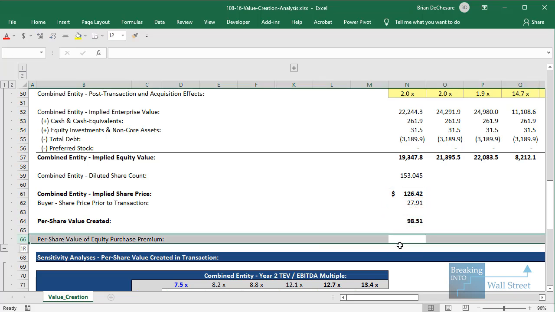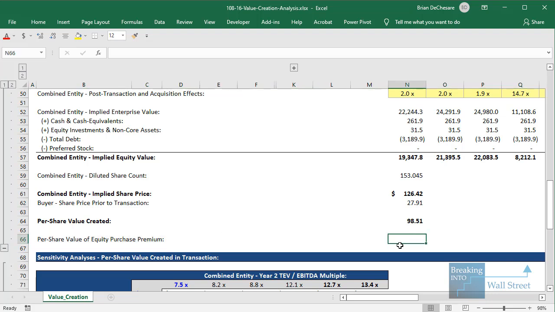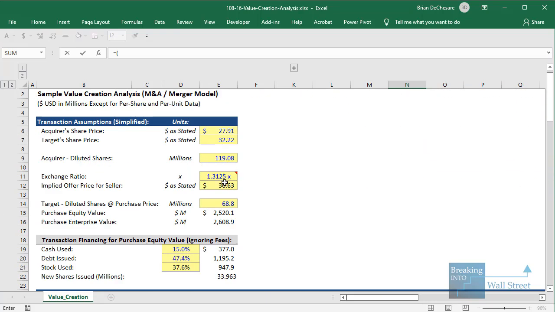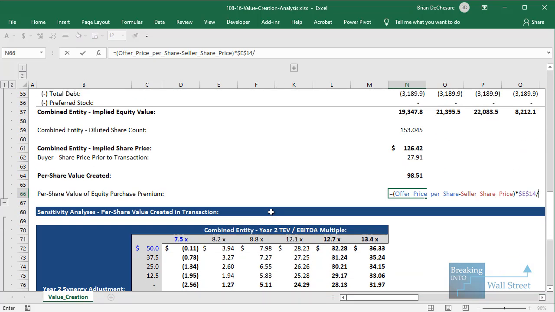We can also look at the per share value of the equity purchase premium to see if the premium that the buyer is paying is actually worth it. And to do this, we can go up and take the offer price per share. We can subtract the target's share price right here, the seller's share price. And then we can multiply by the target's diluted shares right down here. And then we can divide by the diluted share count for the entire company.